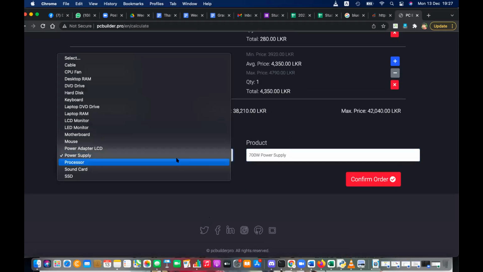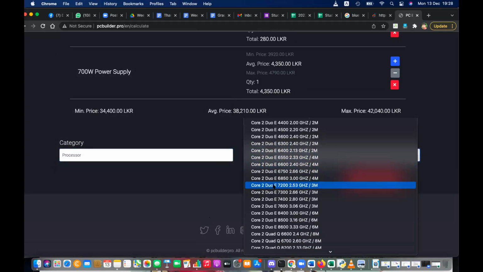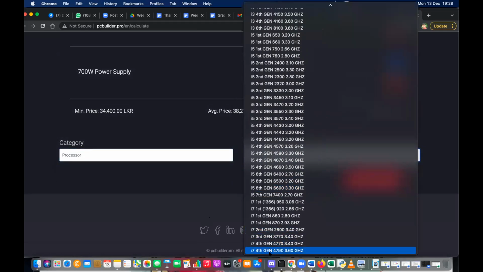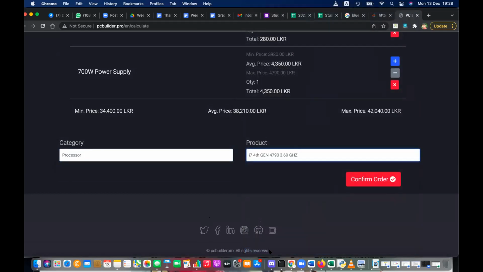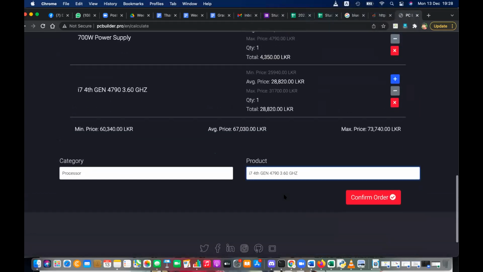So I need a processor too, an i7, fourth generation. Now it cost me around 60,000, not including the VGA. Let's put another 15,000 for the VGA, maybe 75,000. So half the cost. You can build a similar machine for half the cost.